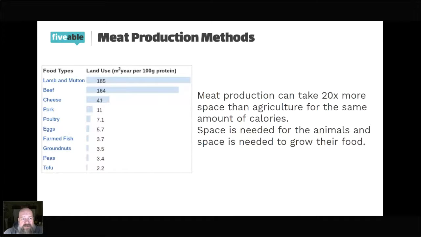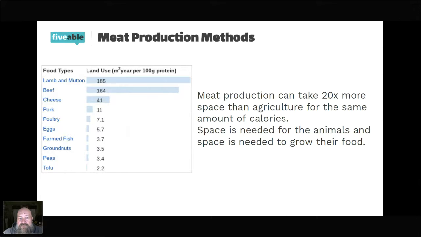So again, on the little chart right there, in order to grow 100 grams of protein, it takes 185 square meters per year to grow 100 grams of protein of lamb, 164 of beef. You just want cheese? Great. We'll still have to have cows. Eggs, 5.7. 100 grams of protein. That's not a lot of eggs, and yet you need 5.7 square meters of space per year to grow your eggs.